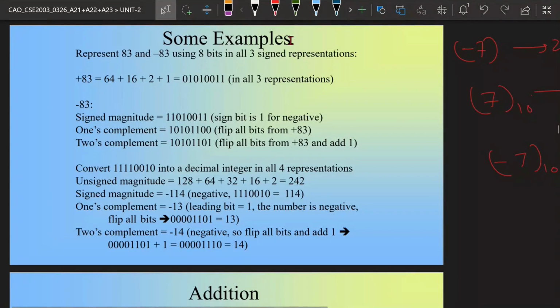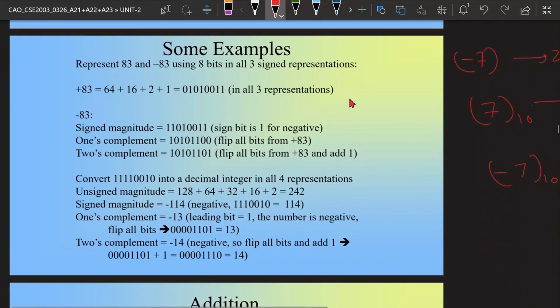So now we will do basic operations based on these signed and unsigned numbers. So in a computer system, basically it understands the 0 and 1 combination.